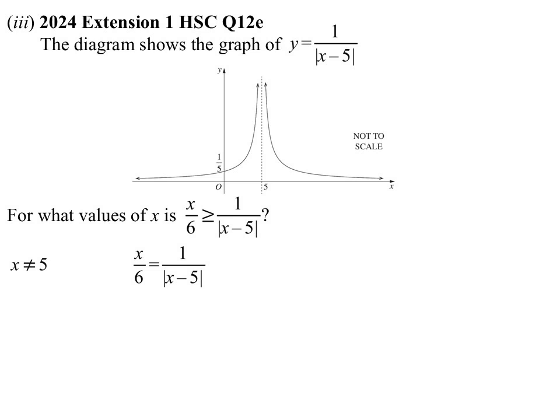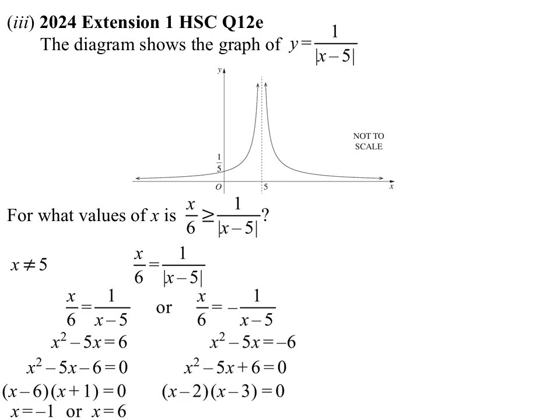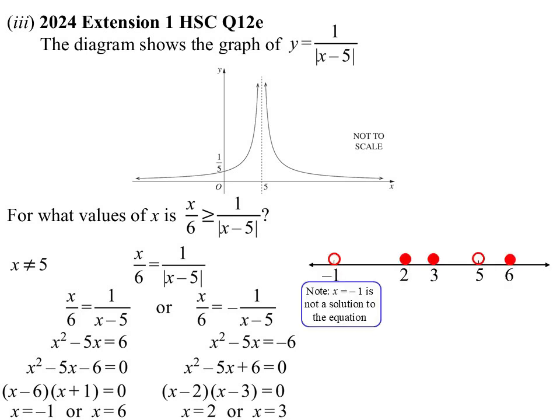It's an absolute value equation. So either the positive of the x minus 5 on the bottom there, or the negative of the x minus 5. On the left hand side, I get two possibilities there, -1 and 6, and on the right hand side I get 2 and 3. So I plot all of those critical points I've now found, and there's 5 of them.